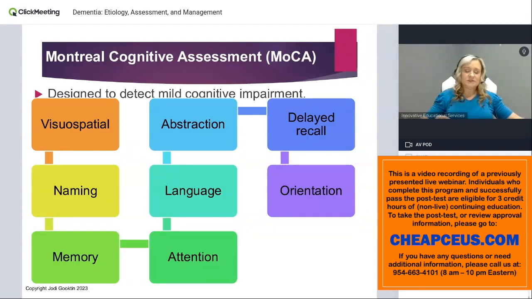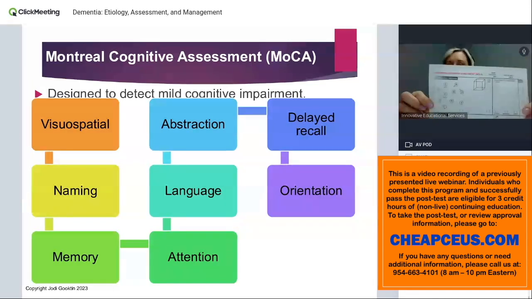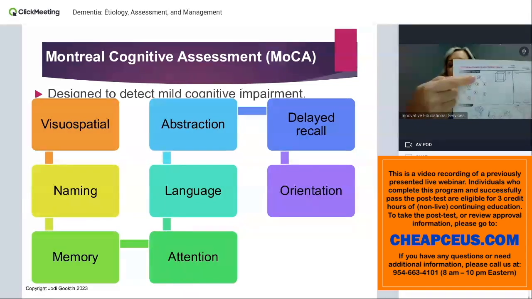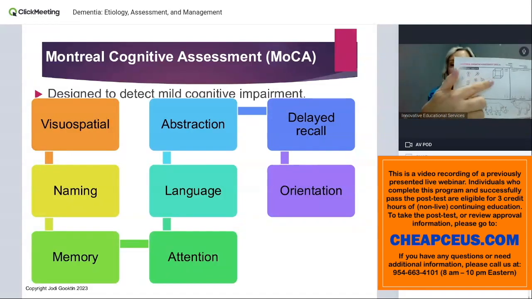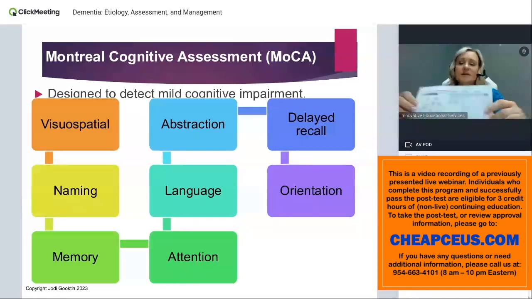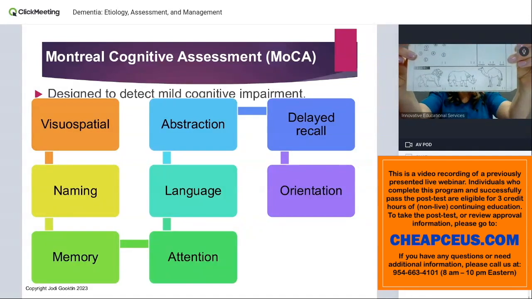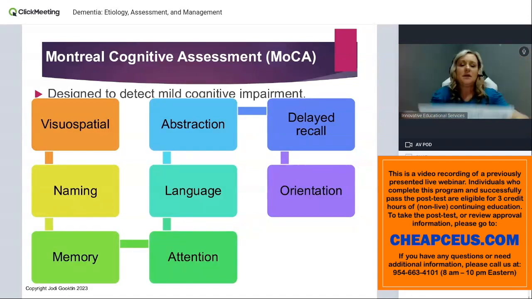To show us this assessment tool, this is an on-paper one. In the first portion, visual spatial, they're going to have to connect A to 1, then B to 2, C to 3, draw a box. It does incorporate the clock drawing test for that individual.